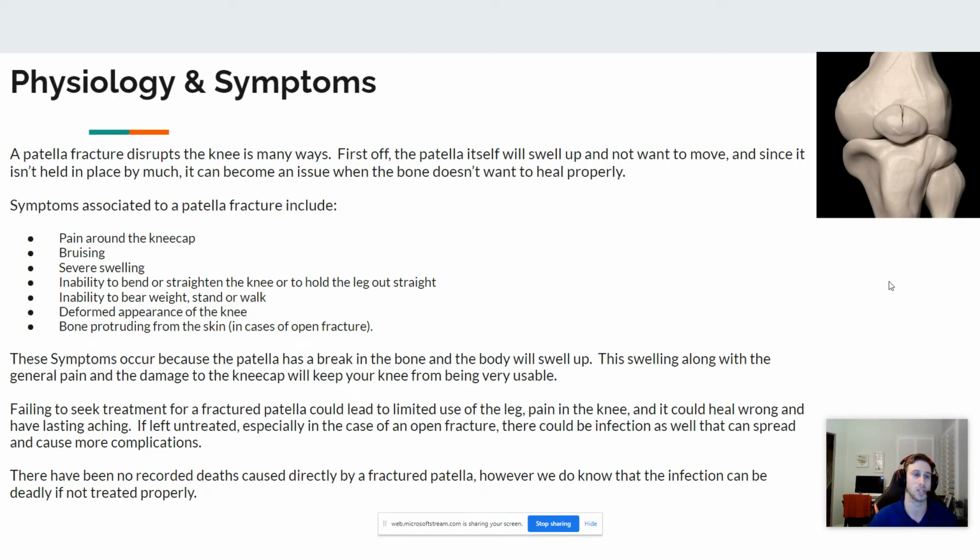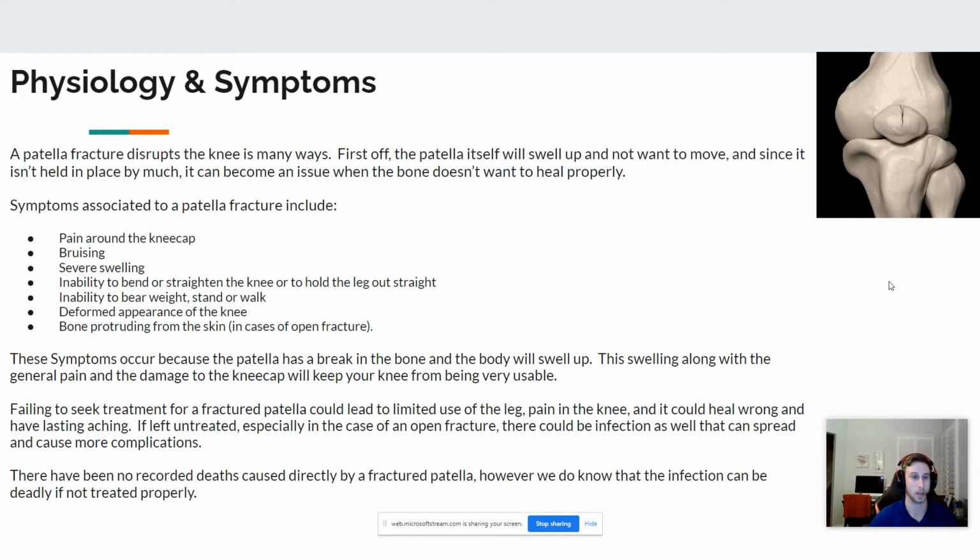As for physiology and symptoms, a patellar fracture does disrupt the knee in many ways. It's going to cause a lot of swelling and a lack of movement. It's not going to be held in place very well, and obviously damage to any of those ligaments is not good either. And sometimes the bone just doesn't want to heal properly, and we're going to need different options than just waiting.